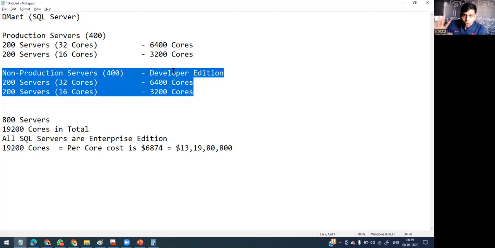I don't know if you join a company or if you're already part of one, just check your development servers or non-production servers, which are not for business but for testing and playground. If they are on enterprise or standard edition, I think it's your responsibility to talk to your seniors or your boss, raise this flag and say, hey boss, I think we can save some money here.